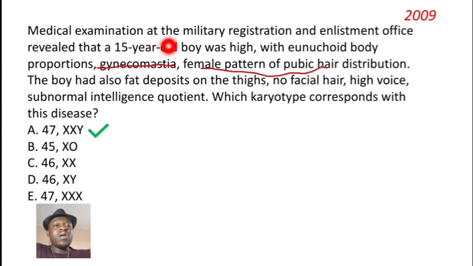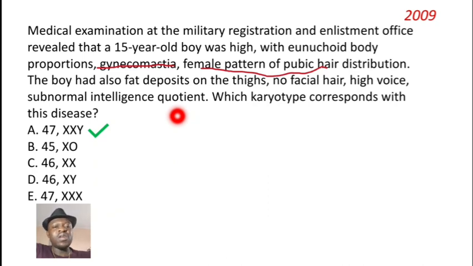Medical examination at the military registration and enlistment office revealed that a 15-year-old boy was tall with an eunuchoid body proportion and gynecomastia, right? So he has some large breasts, and the pattern of pubic hair is a female pattern. The boy also had fat deposits on the thighs, no facial hair, and a high voice. Subnormal intelligence quotient was the other thing, right? Which karyotype corresponds with this disease?